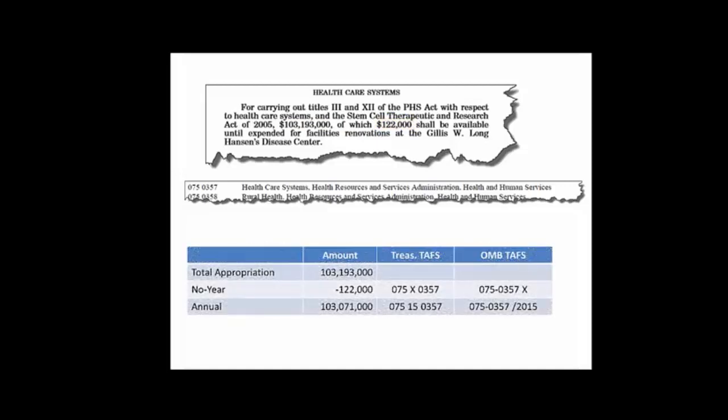In this example of the FY 2015 Healthcare Systems Appropriation, we can see a total appropriation of $103,193,000, of which $122,000 is available until expended. We have to subtract the no-year amount from the total amount appropriated, leaving us with $103,071,000 available for the default one-year TAFS. Since the TAFS is the basic accounting entity used in budget execution, it's critical that amounts be properly identified by period of availability. Now that we've discussed purpose, amount, and period of availability, let's talk about provisos.